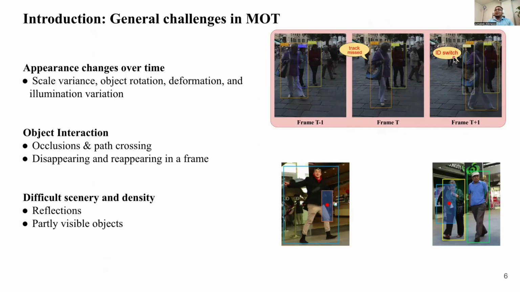Another thing is, if you see the persons here, this person is passing, and the other person is visible here. There's a detection, but when he is passing, he occludes the other person behind, right? So this is another problem, path crossing or occlusion.